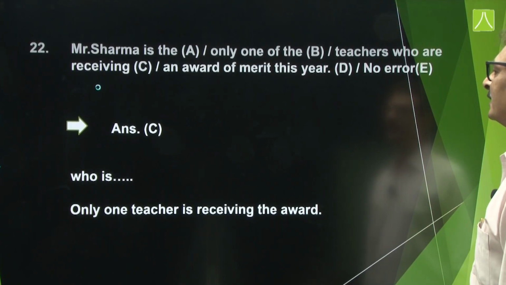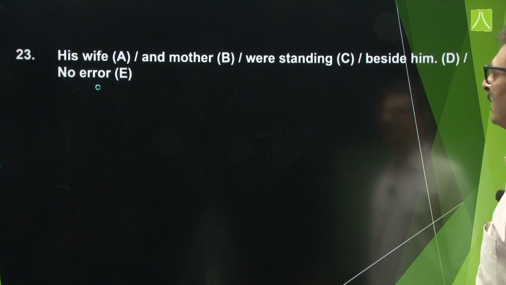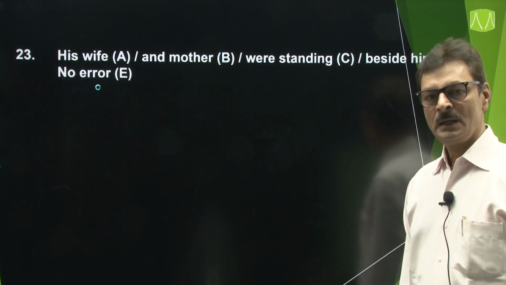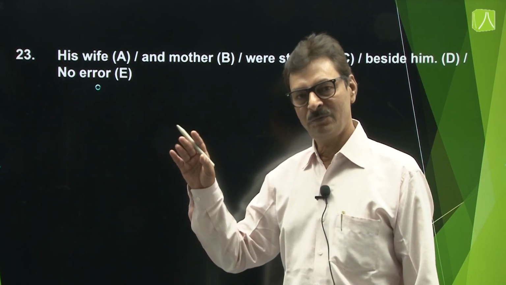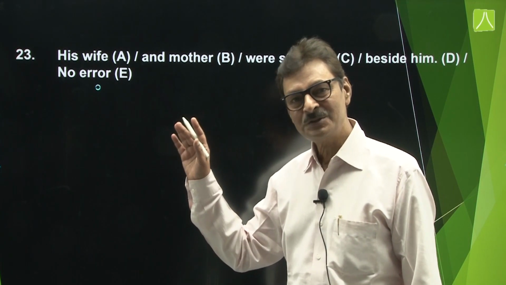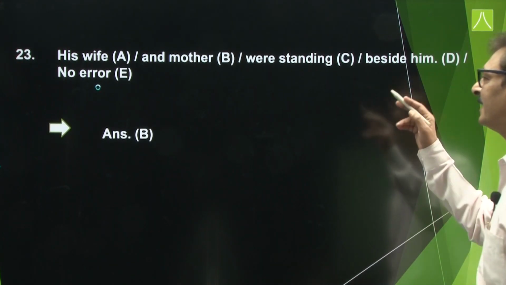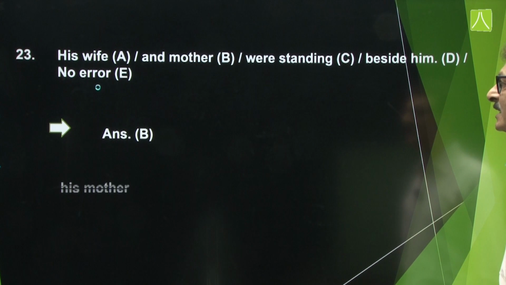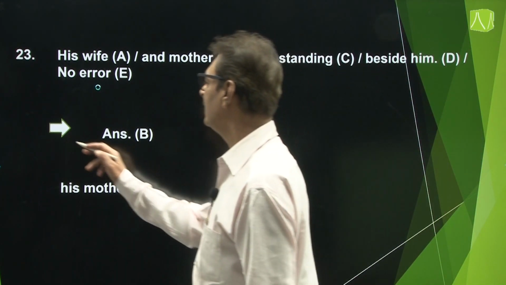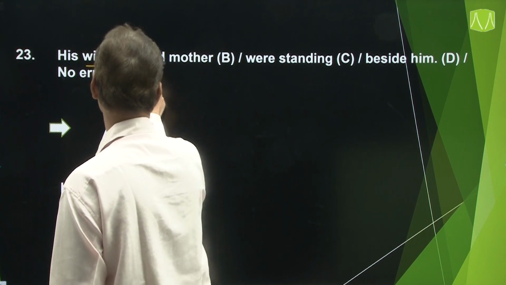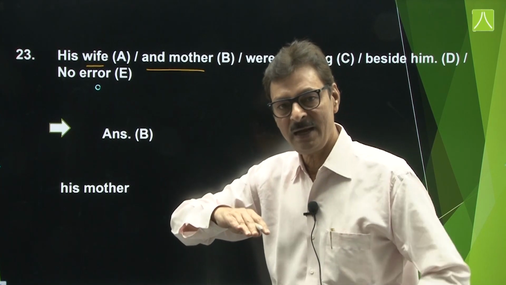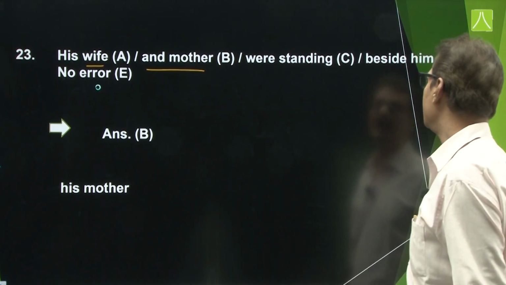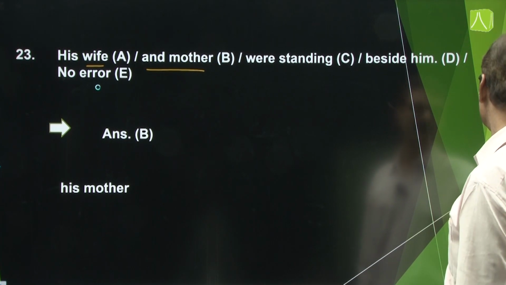Let's move on with the journey. His wife and mother were standing beside him. His wife and mother. One cannot be wife as well as mother. So the sentence has been framed incorrectly. Error is in part B. What should come? His wife and his mother. It is an illogical thing. His wife and his mother were standing beside him. So this is the correct sentence.